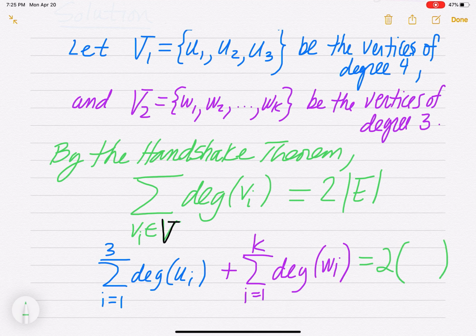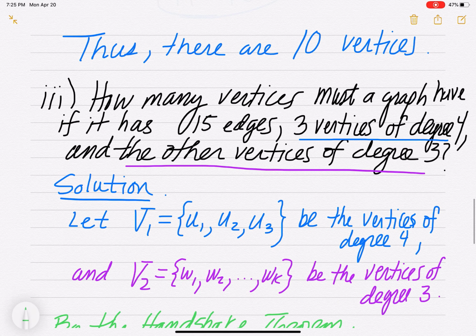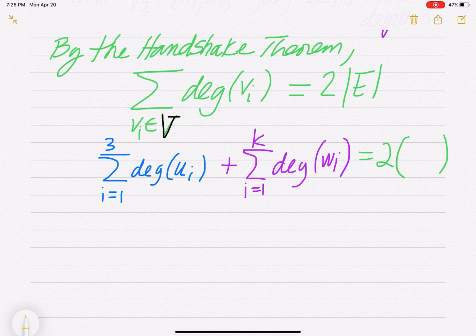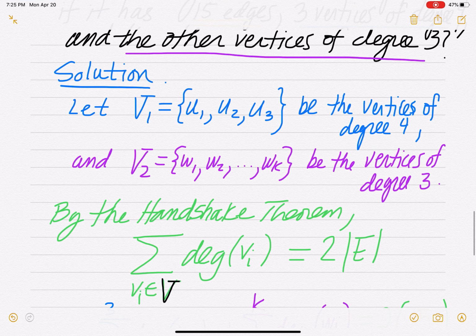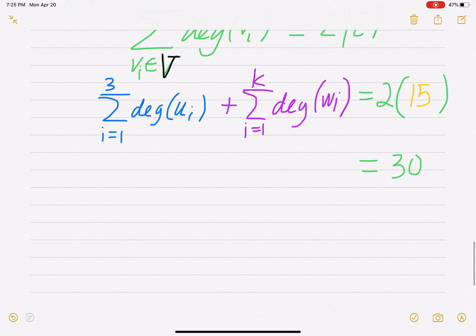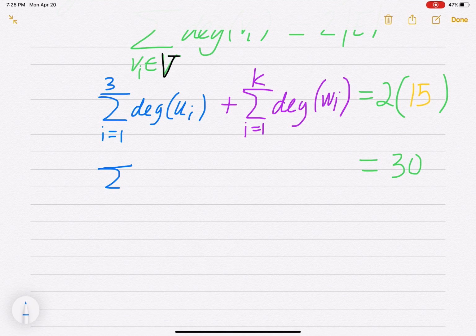Does anybody remember what the number of edges was? I forgot. 15, right? 15 edges. So on the right-hand side, we're going to have 30. Does anybody remember what the degree of the ui's was? U1, U2, U3 all had degree 4, so this is the sum from 1 to 3 of 4. And the wi's all have degree 3, so this is the sum from i equals 1 to K of 3.